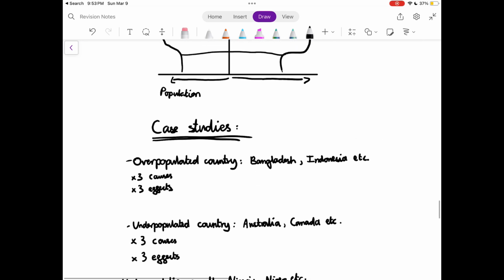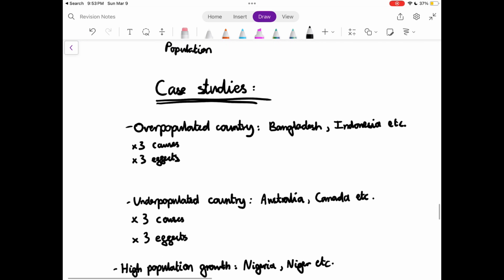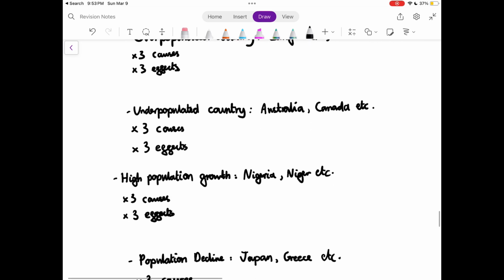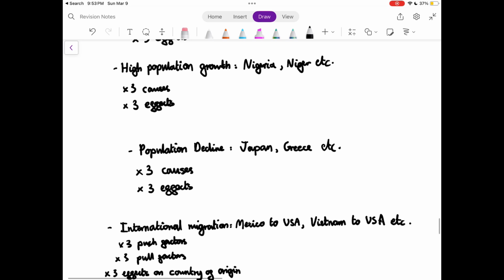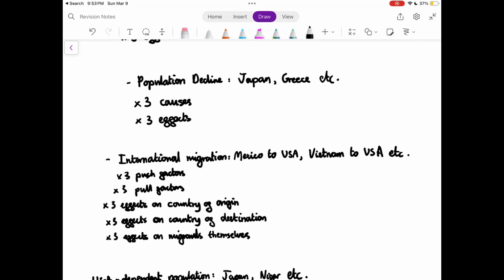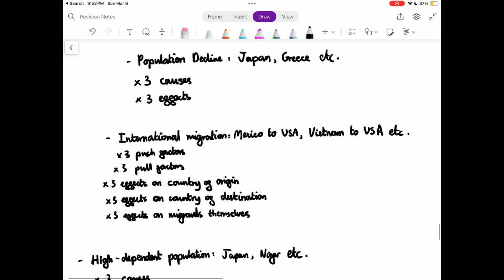Okay, so now we're going to have a look at the case studies and what you need to know for each case study. So you need to know a case study of an overpopulated country, and for that you need to know 3 causes and 3 effects that it has on that country. You also need to know an underpopulated country, and you need to know the same, so 3 causes and 3 effects. You also need to know a case study for high population growth, and you also need to know 3 causes, 3 effects. And it's the same for population decline, so you need to know 3 causes, 3 effects.